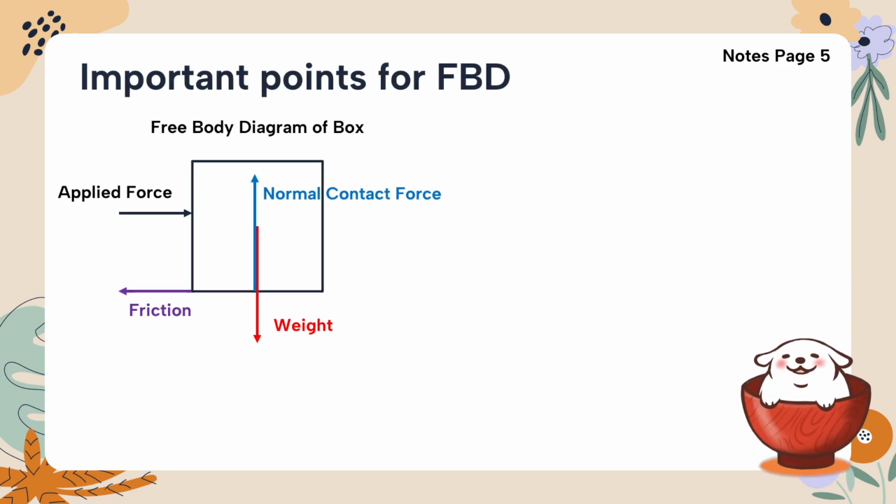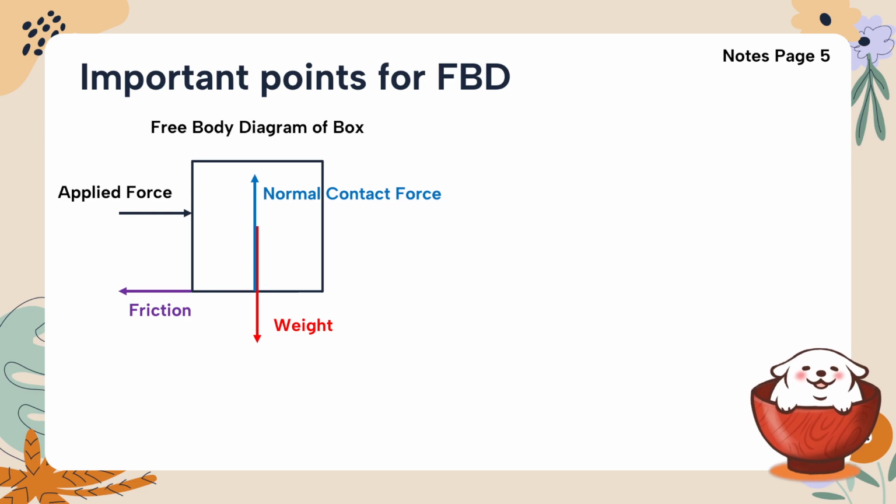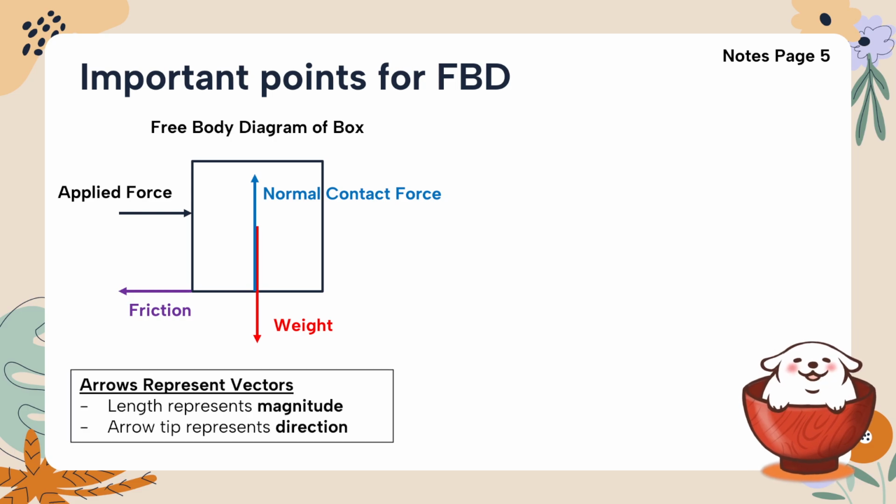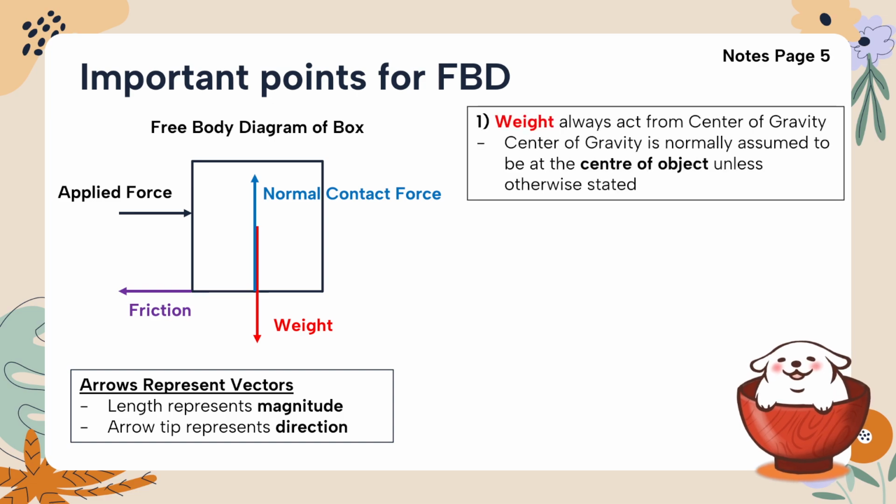Do take note of some important pointers for drawing a free body diagram. It is very important that you go and annotate the points in this slide. Arrows of the diagram represent vectors, whereby the length represents the magnitude and the arrow tip represents the direction. Next are some pointers for individual types of forces.